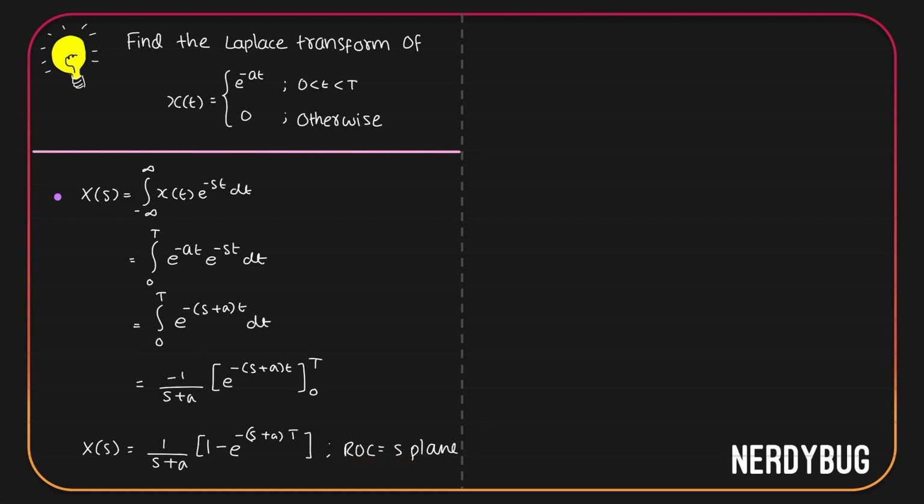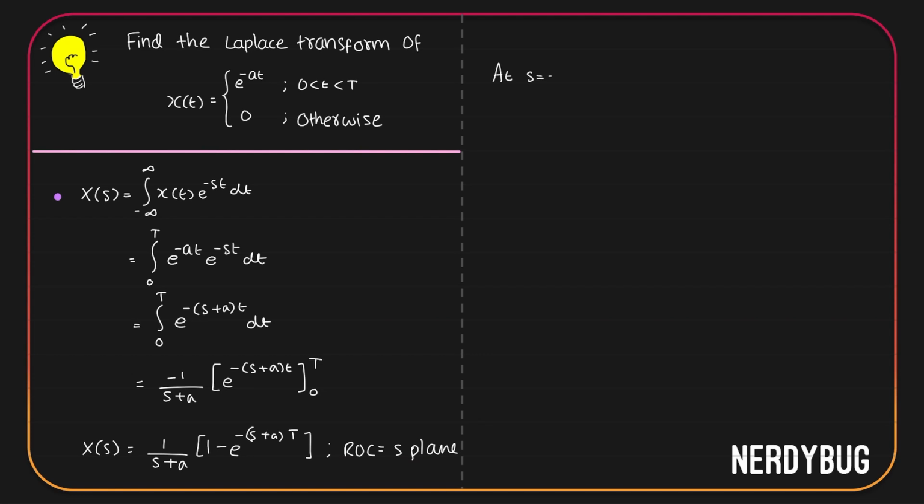Now, another thing we can see is X(s) has s plus a in the denominator. So if you give s equal to minus a, s plus a will become 0 and the denominator will become 0. So X(s) should become infinite. That means s equal to minus a should be a pole, right? If it is a pole, then s equal to minus a should not be included in the ROC. But we already have written the ROC is the entire S-plane. So we have to check if it is true.